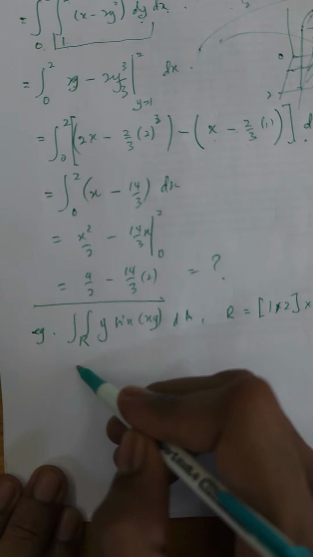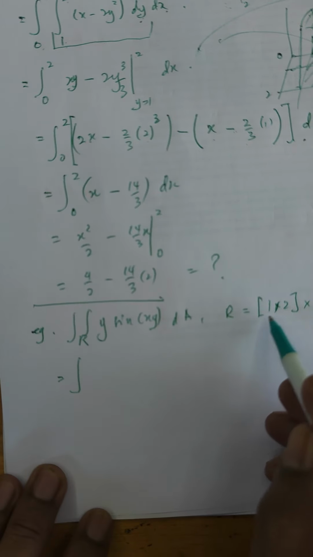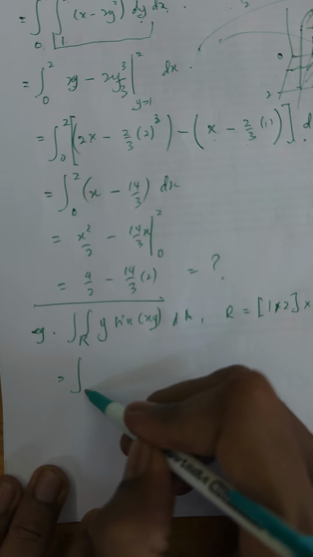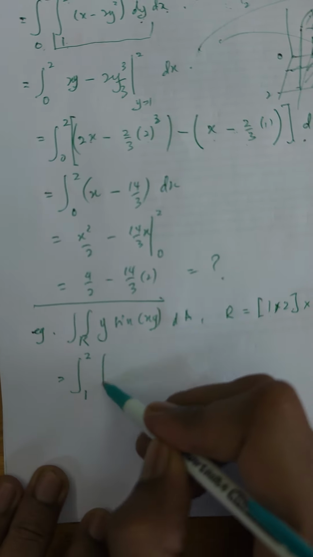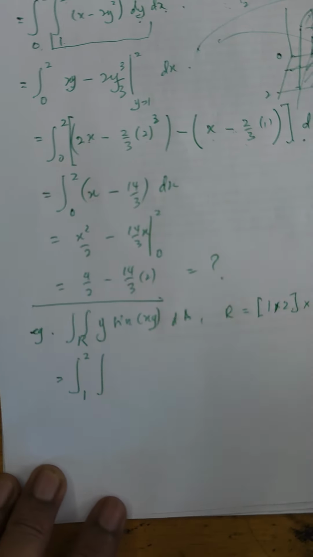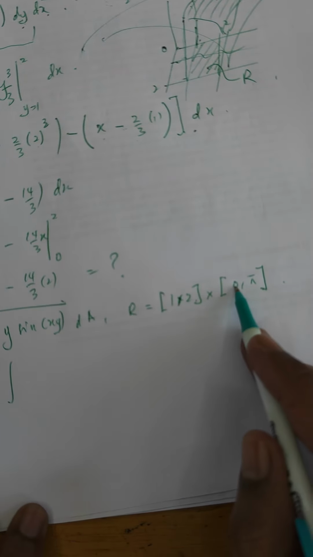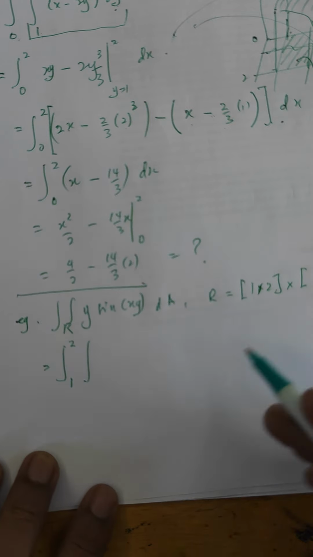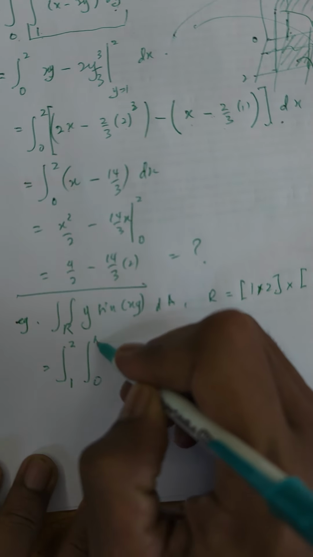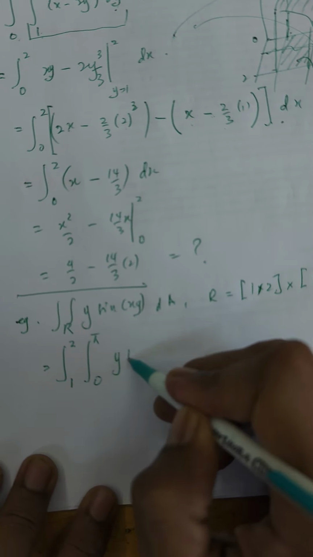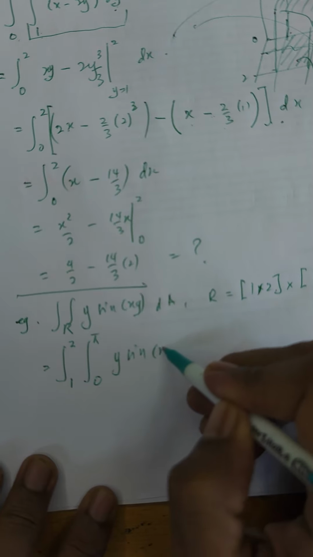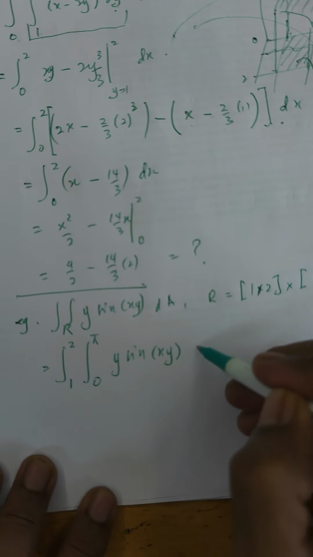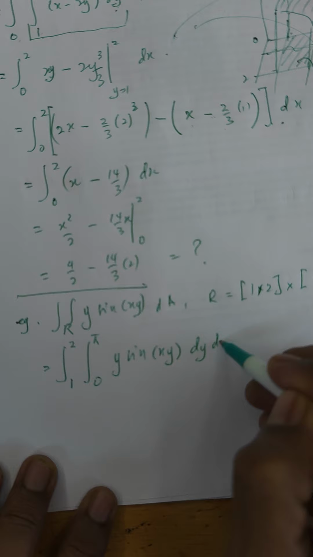So we have, this is integrate for x from 1 to 2, y from 0 to pi. So we have y sin(xy) dy dx.